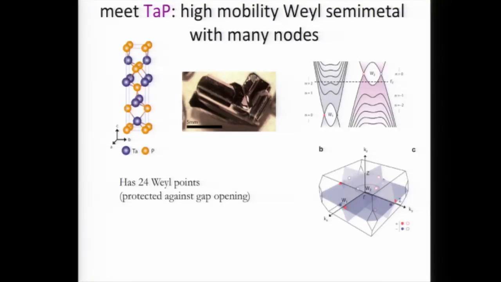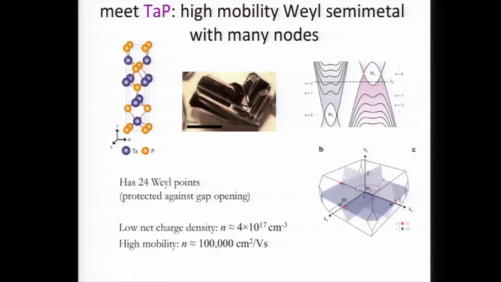So in fact, there are two inequivalent types of Weyl points that are separated in energy by about 50 millivolts. As I understand, the difference between here and here is about 50 millivolts. And your chemical potential lies somewhere in between them. So you have it simultaneously intersecting a hole band and an electron band. The nice thing about this from our perspective is that it can be made with a similarly very low charge density and a very high mobility.